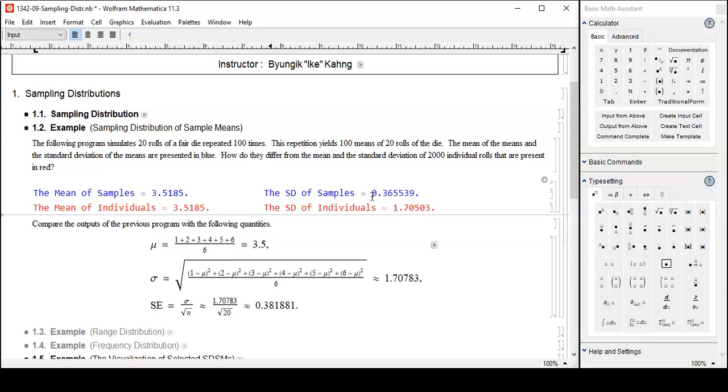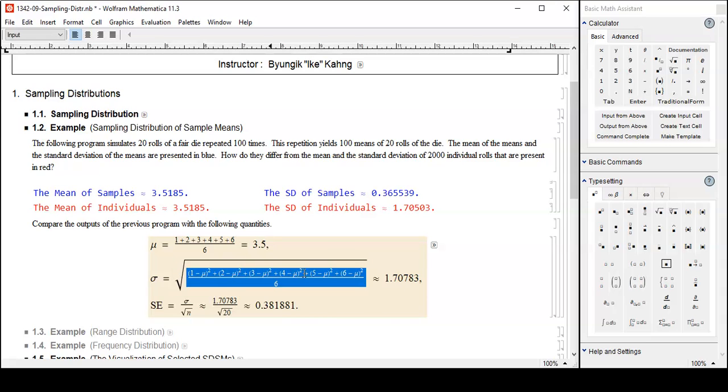Now, how about the standard deviation of those samples of 20? So that is the standard deviation of the means. Curiously, that's pretty close to the standard deviation, this individual standard deviation, divided by the square root of 20. And what is 20?